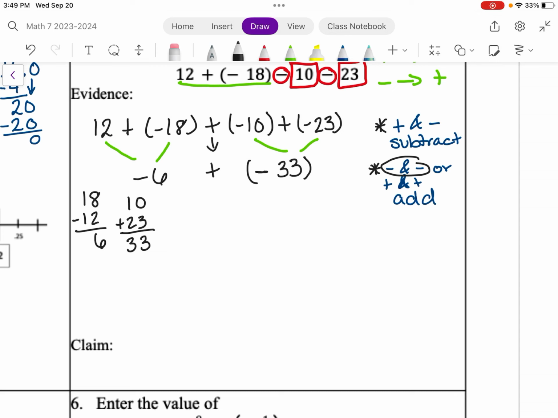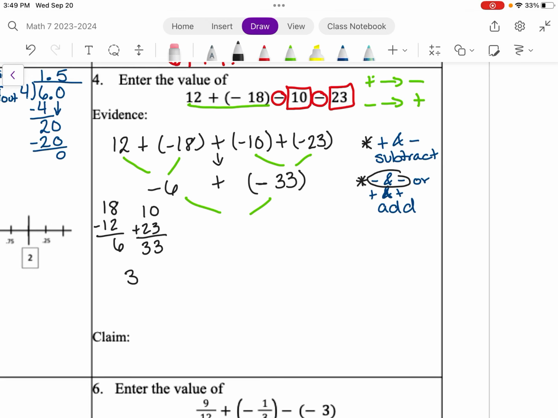Now I have to add these two together. They're both negatives, telling me I'm going to add these together. So 33 plus 6. 3 plus 6 is 9. 3 plus nothing is 3. So I have 39. And again, because they're both negatives, this final answer is going to be a negative.